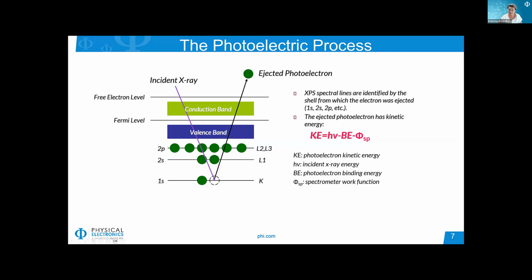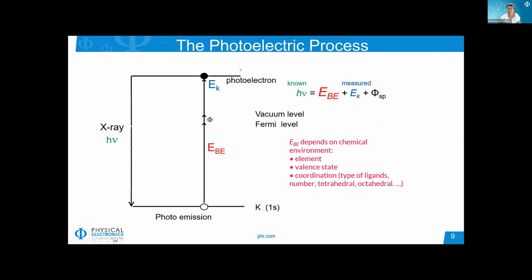And based on this relationship of the photoelectric effect, we know what our X-ray source energy is, we're measuring kinetic energy, and we can calculate binding energy. And binding energy is a function of both chemical environment, valence state, coordination, and other properties, intermolecular interaction. This is, again, what makes XPS such a widely utilized technique.